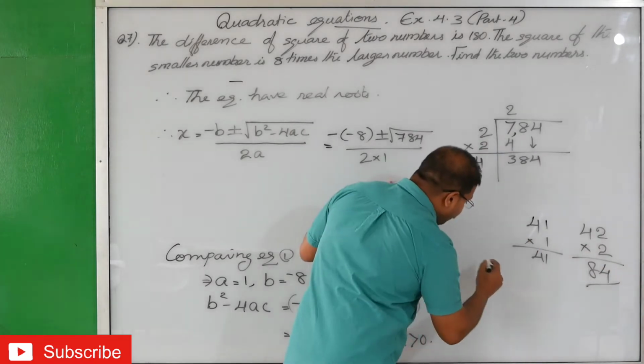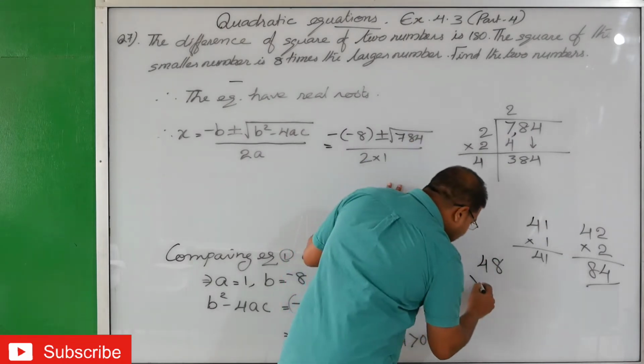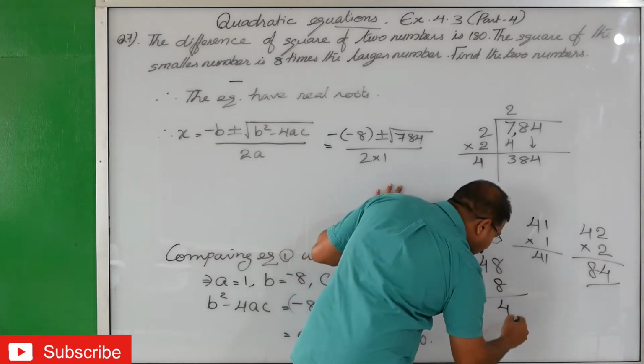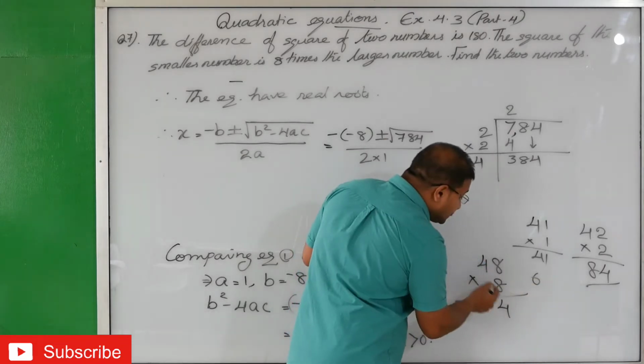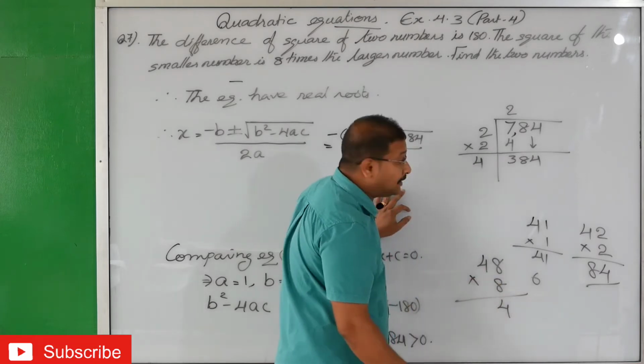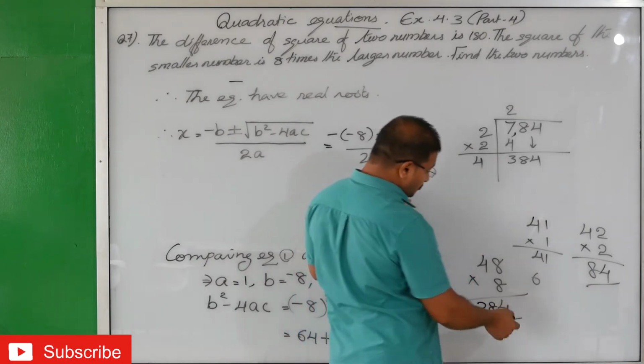This way, what will you do? 4, now 8 we will try. Ready? That means 8, I will multiply. 8 8s are 64. That means 4 I will write, 6 in hand. 4 8s are 32. 32 plus 6 is 38. Isn't it? That means 384. So that is the right answer.